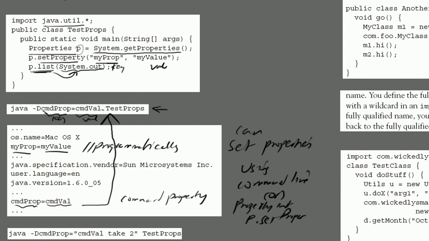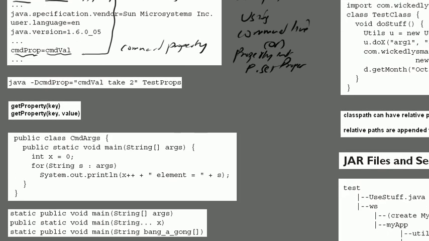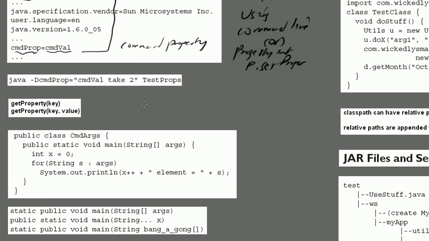You could also get a property. So you would say property instance dot get property on a key. If the key exists, then it would return you the value. But say if the key doesn't exist and you want a default value to be returned, you could use p.getProperty(key, value). So if there is no such key, then it would return the value given in the method call.